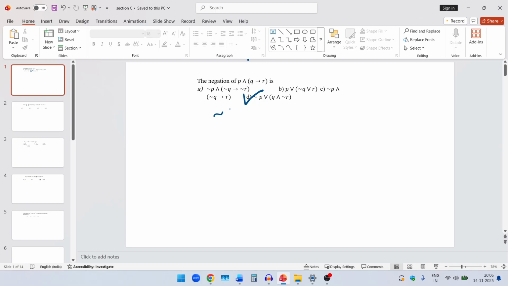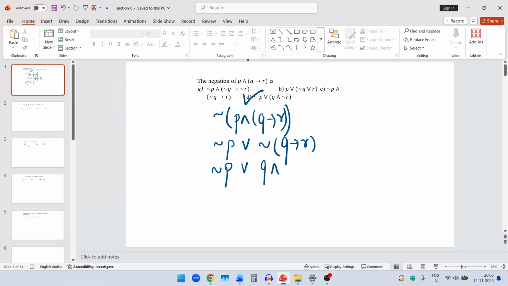if you negate P and Q conditional R, first of all you have to use De Morgan's theorem. If you use De Morgan's theorem, you will get negation P or negation Q conditional R. Now negation Q conditional R will give me Q and negation R. So the answer should be negation P or Q and negation R. So I think it is option D.